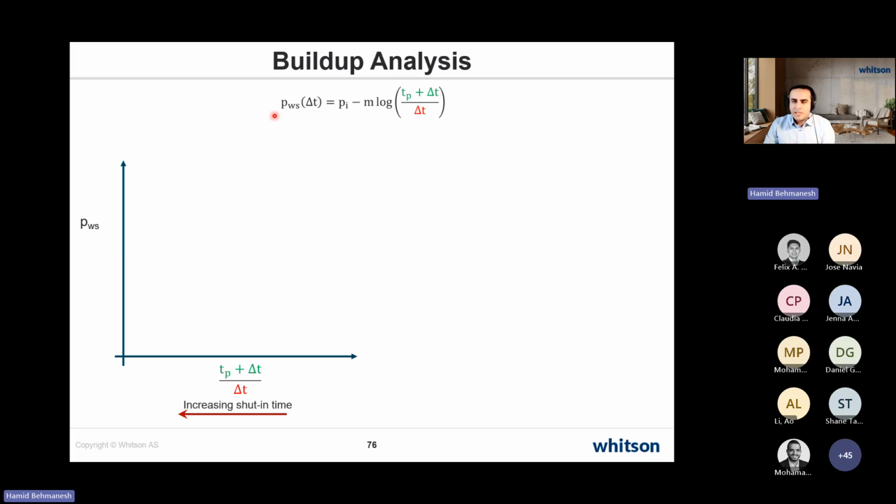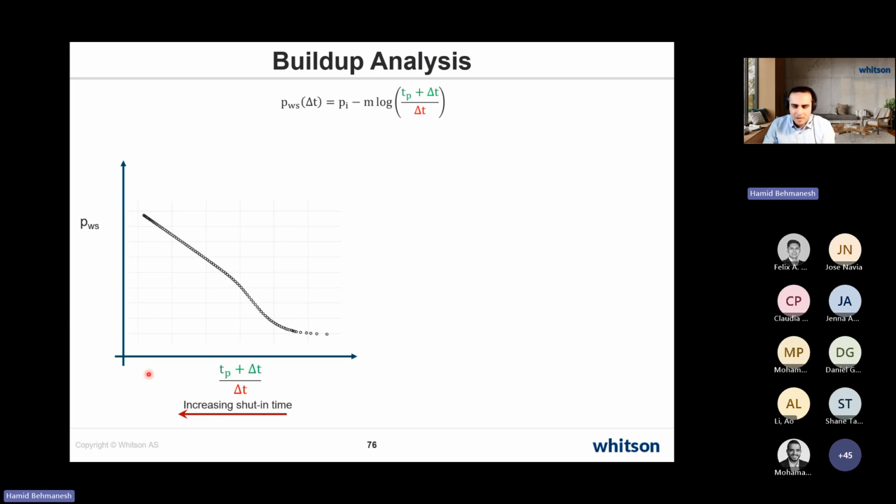So for the build-up, this is the equation that we're going to use. If you plot the data on the semi-log plot, the x-axis is logarithmic, TP plus delta T divided by delta T, and what we plot on the y-axis is simply PWS. If I start with a very low delta T and then progress in time, my TP plus delta T divided by delta T will increase in this direction. So if I plot my data, the increasing shut-in time goes in this direction. If you set delta T to 1000 and TP is simply 1000, 1000 divided by 1000 is 1, and 1 is over here. So the number is increasing this way.